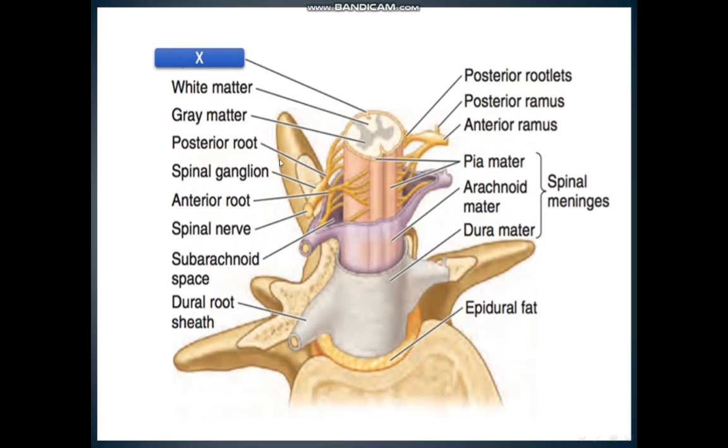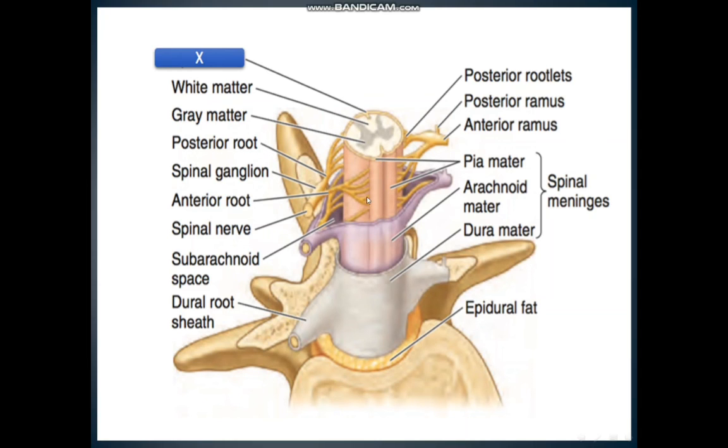Here in this picture we can see the white matter in white, the gray matter in gray, and the posterior ramus and anterior ramus. These are the nerve roots when they get out of the vertebra, so they are called the ramus. The posterior root is inside the vertebra. This is the anterior root. The spinal ganglion is a collection of cell bodies.